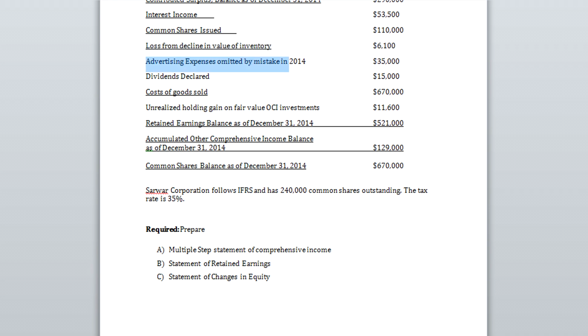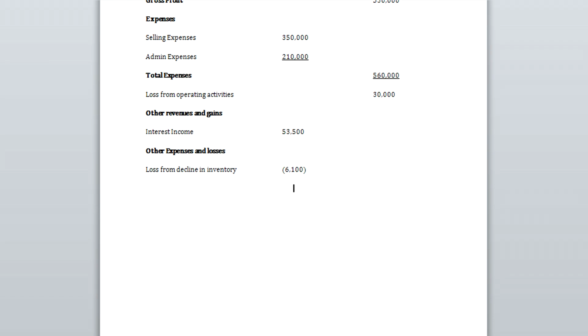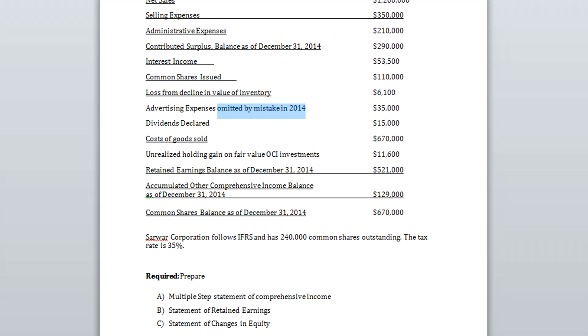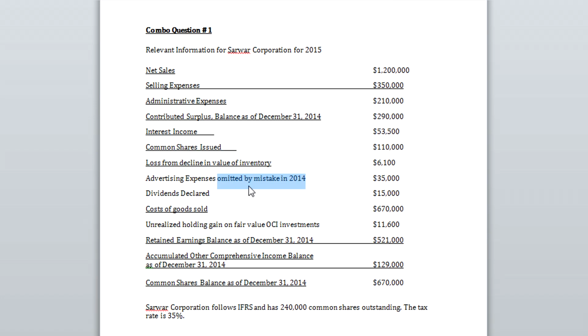We had this advertising expense omitted by mistake in 2014. Now, a lot of people would assume that, okay, that's an advertising expense, we forgot it in 2014, so we should go put it on the statement here, we should go put in advertising expense. But that is a mistake, okay? The fact is that it was a mistake made in the past, and past mistakes are never reflected on the income statement.